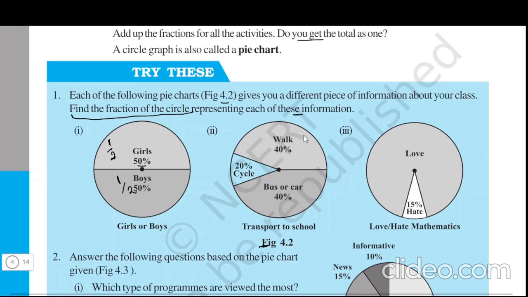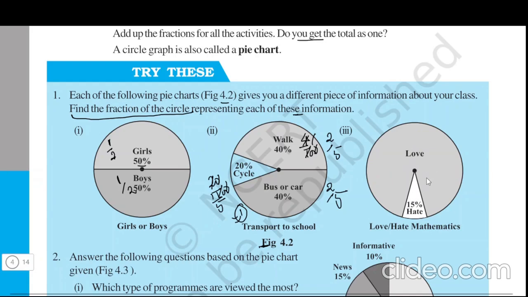Walking 40%. So 40 by 100. In terms of fraction, you will get 2 by 5. Here again 2 by 5. And for cycling, you will get 20 by 100. That is 1 by 5. So 2 by 5, 2 by 5 and 1 by 5. If we add, we will get 1.